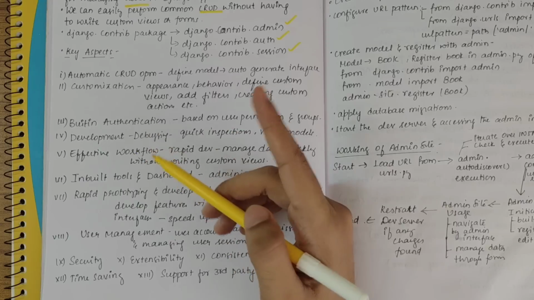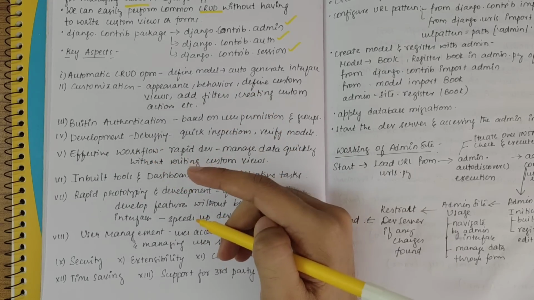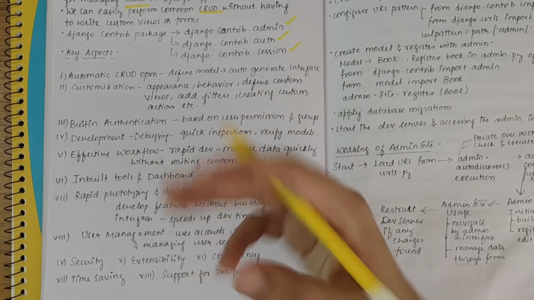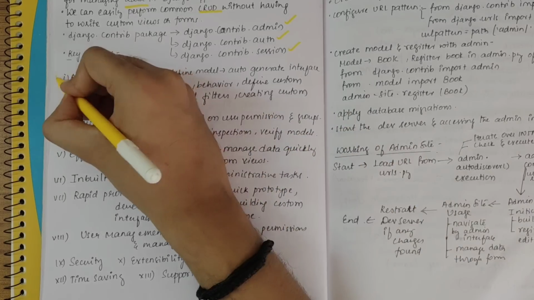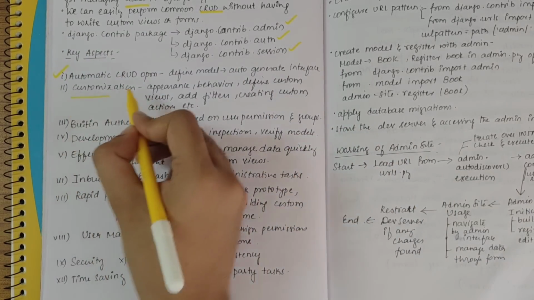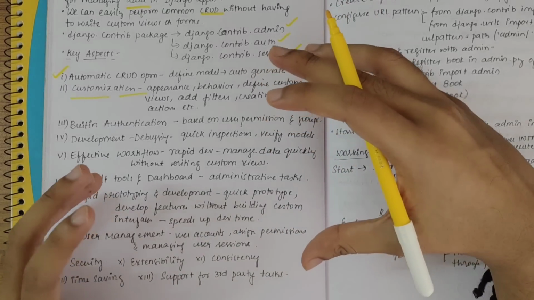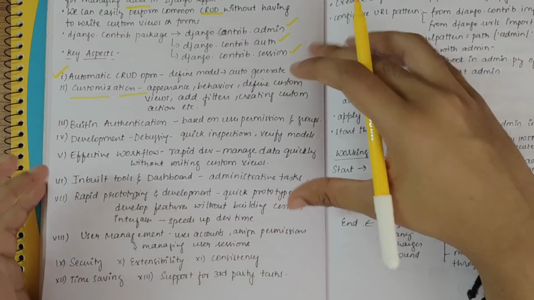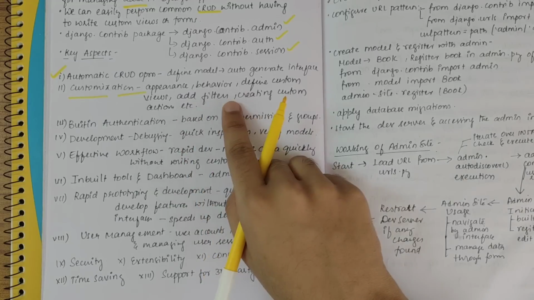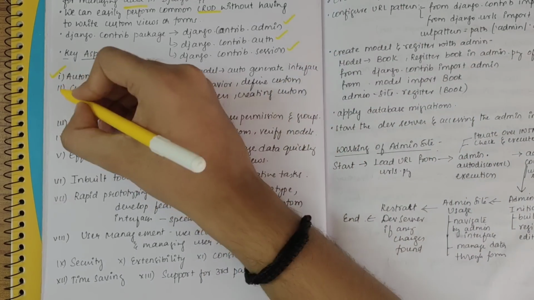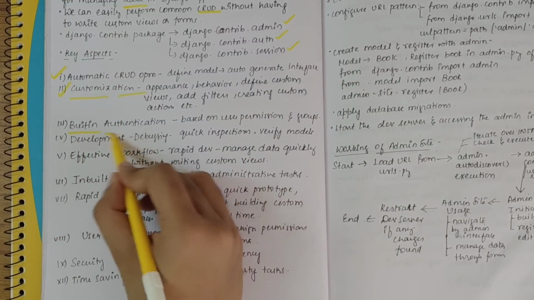Here we define the model, and after defining the model, we can auto-generate the interface. By having auto-generated interfaces, it becomes easier to perform the CRUD operations. Next we have customization. As there are pre-built templates or interfaces ready for us, we can change the appearance and behavior, define custom views, add filters, create custom actions, and so on.